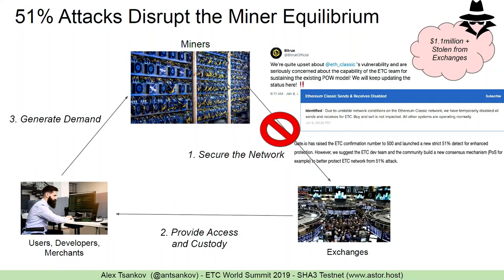So for proof of work consensus to work, you really need three elements. You need to have miners, you need to have exchanges, and you need to have users, developers, merchants, etc. Basically, the miners mine and protect the network and generate new coins, and they send that to exchanges, and the exchanges convert those coins into fiat currency that the miners can then use to pay their power bills.